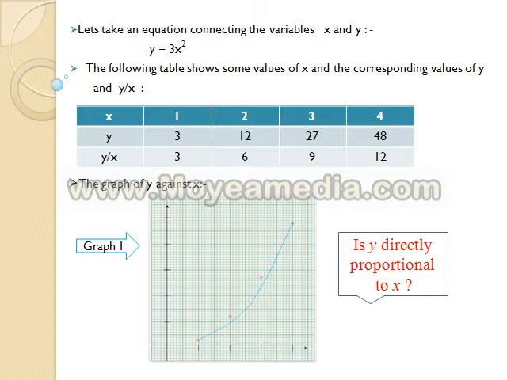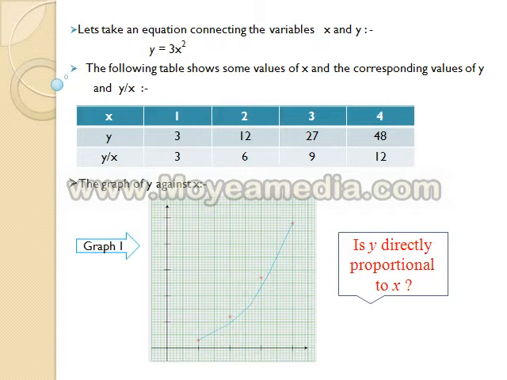Similarly, you replace 2 in place of x. 2 to the power 2 is 4, 4 times 3 is 12. Similarly, you got 27, 48. And then in the third row, what we did is we got a ratio y over x. So what you're doing here is taking the y and dividing it by x. 3 divided by 1 is 3. 12 divided by 2 is 6. 27 divided by 3 is 9. Similarly, I got the 12 there.